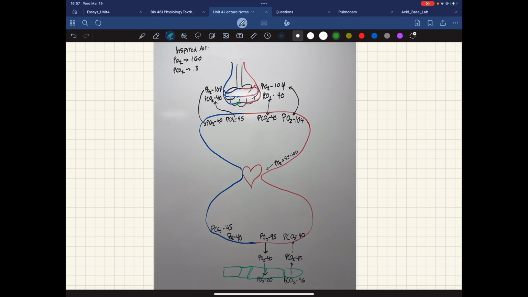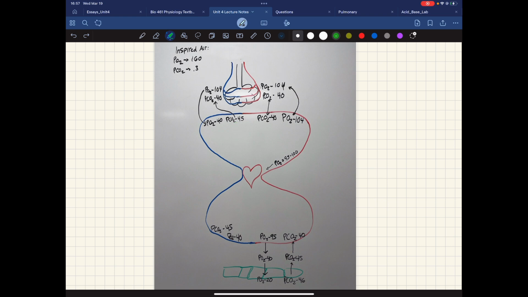The partial pressure for CO2 is at 40. On this side over here where it's blue, we have deoxygenated blood coming from the venous side, from the right ventricle, and it comes into the lungs. The deoxygenated blood's partial pressure for oxygen is 40, and its partial pressure for CO2 is 45.